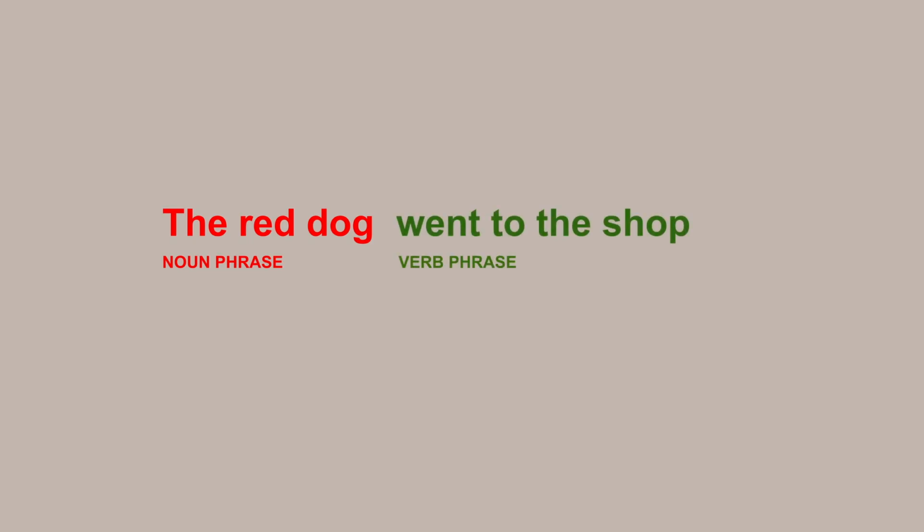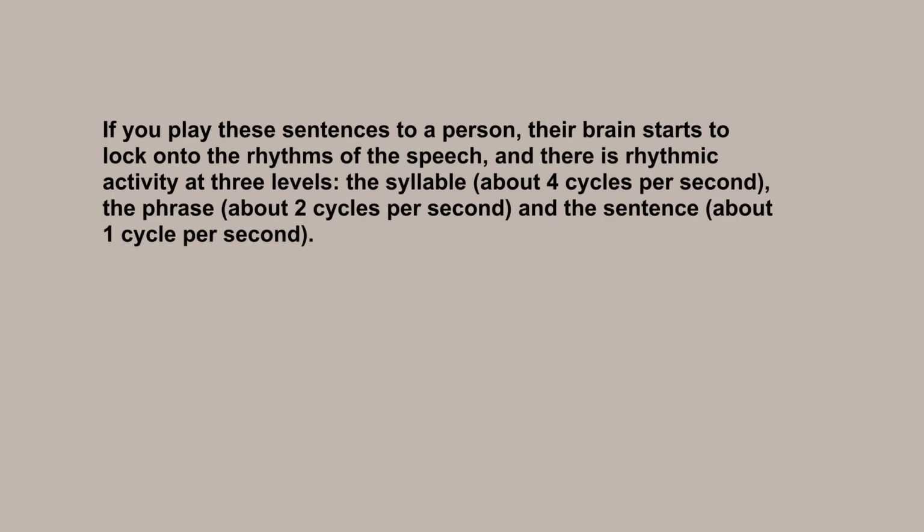In his experiments, he keeps things simple by using words that are 1 syllable long, phrases that are 2 syllables long, and sentences that are 4 syllables long. Red dogs drink wine. If you play lots of these sentences one after the other, the brain synchronizes at 3 levels. The syllabic level, about 4 Hz, the phrasal level, about 2 Hz, and the sentential level, about 1 Hz. Remember that Hertz is cycles per second, so 4 Hz is faster than 1 Hz.